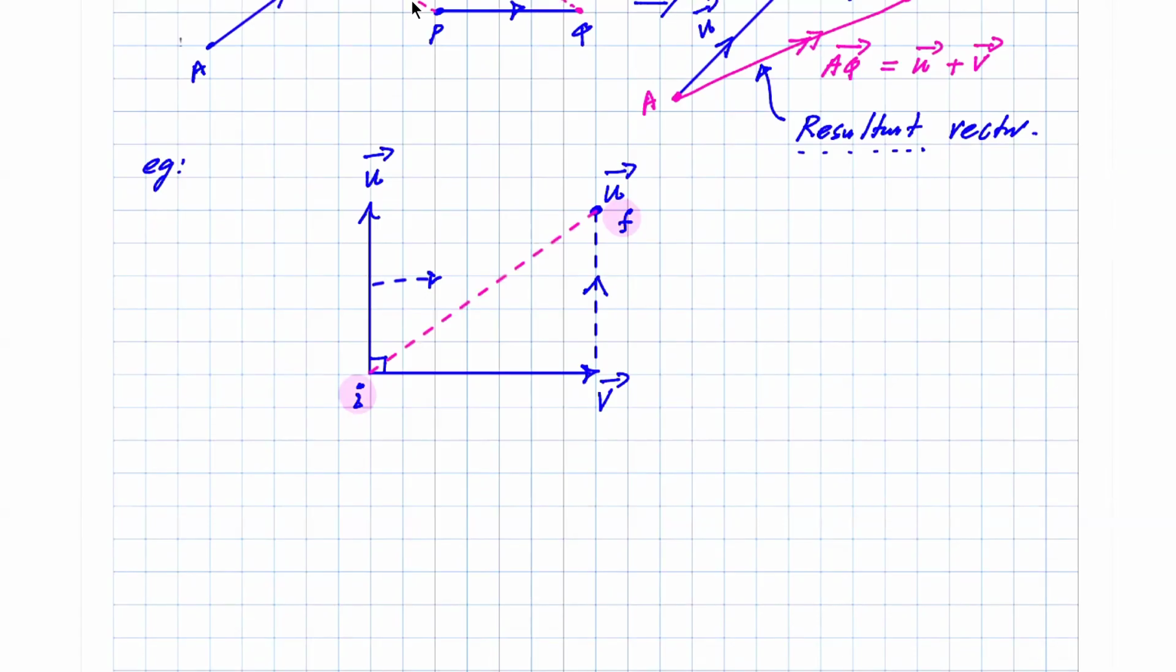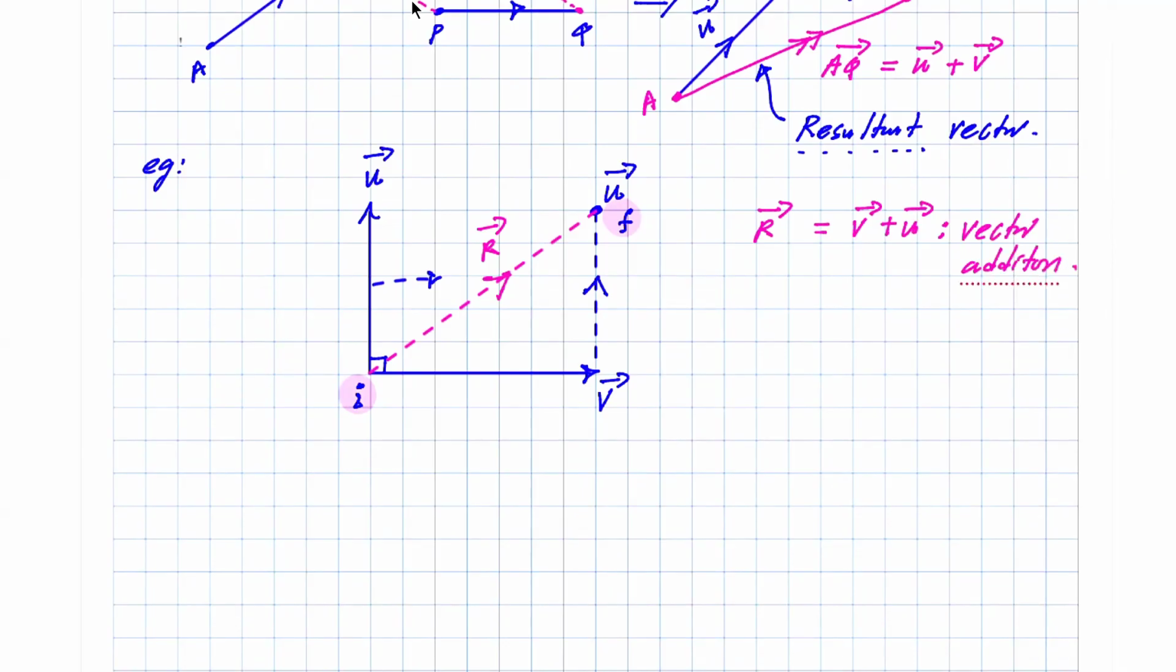So how do you think about it? If you start your journey from here, you go through this way, and then you go here, and then the resultant is the shortest distance from initial to final. Actually you went from I to F. So this is your resultant. That's the definition of the resultant. So now this is going to be your R vector. In this case, your R vector is equal to V vector plus U vector. So this is true vectorially. This is nothing but vector addition.